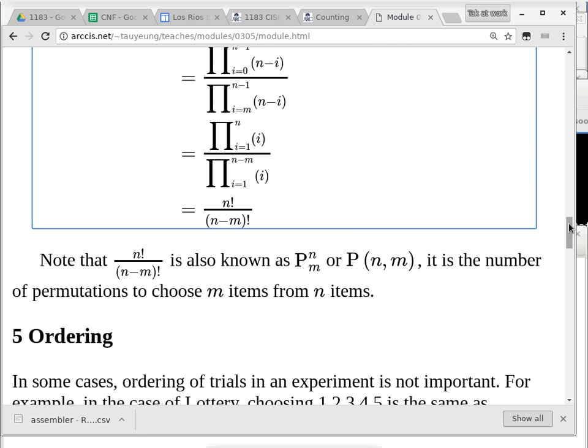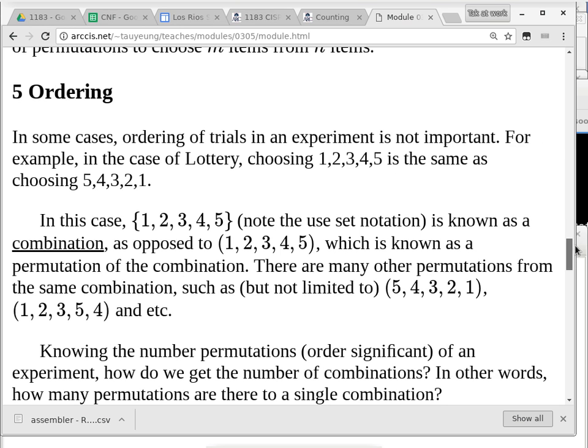So then we move on and talk about how in certain cases ordering of trials in an experiment is not important. So in the case of lottery, if we are choosing 1, 2, 3, 4, 5 as the lucky numbers, it's the same thing as choosing 5, 4, 3, 2, 1. In other words, the order of how you choose the lucky numbers is not important. As long as we end up with the same 5 numbers, it is considered the same. So in this case, the term is the same combination.